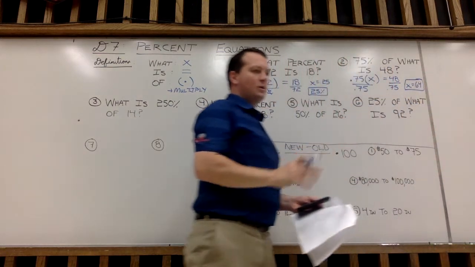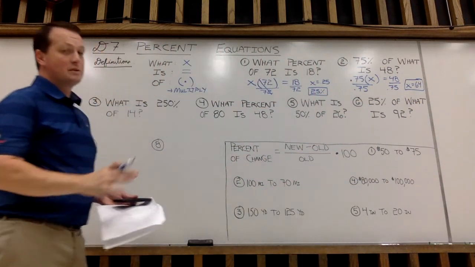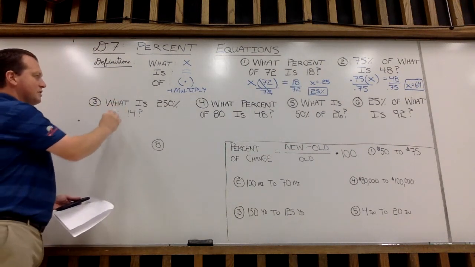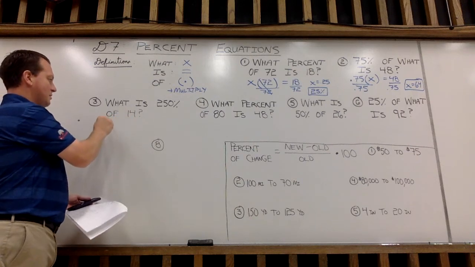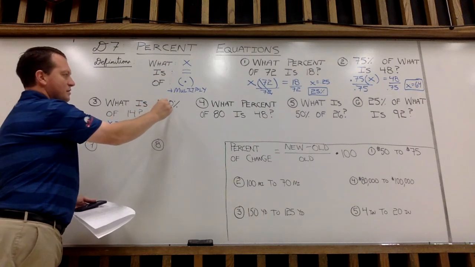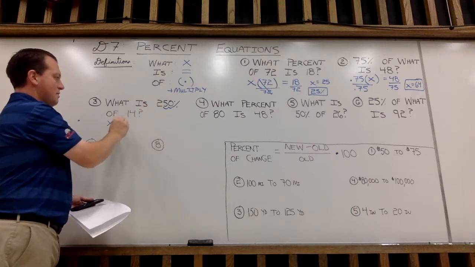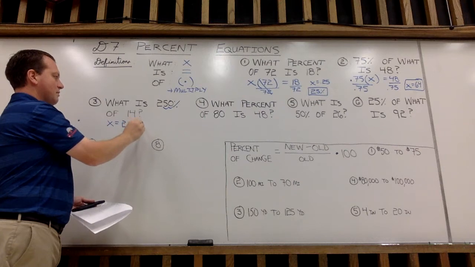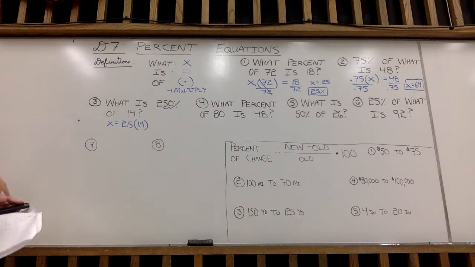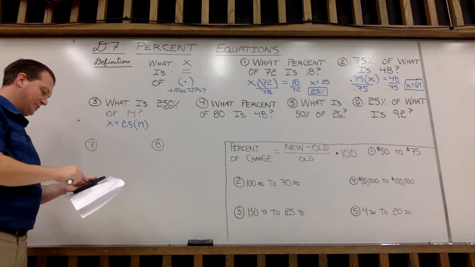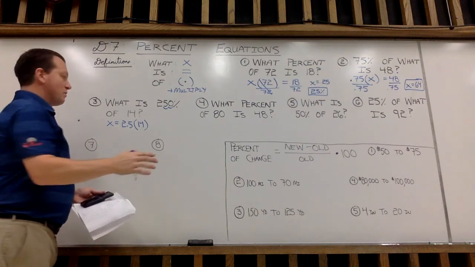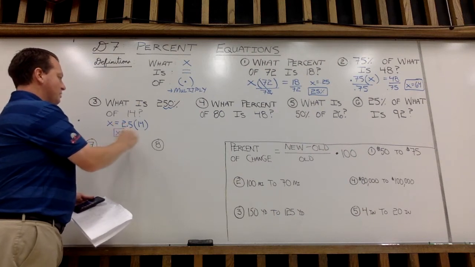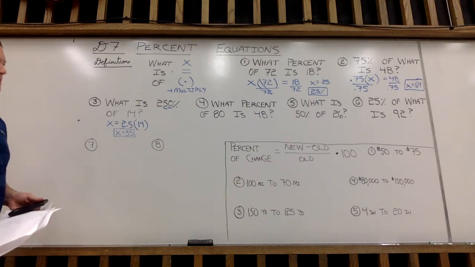Again, if you can put the right pieces into the right place to set up the equations, you're going to be in a great spot. 3, these are the nice ones. What is x, equals 250%, as a decimal is 2.5, of, times 14. So 2.5 times 14, I believe, is 35. Confirmed. So 35 would be 250% of 14.